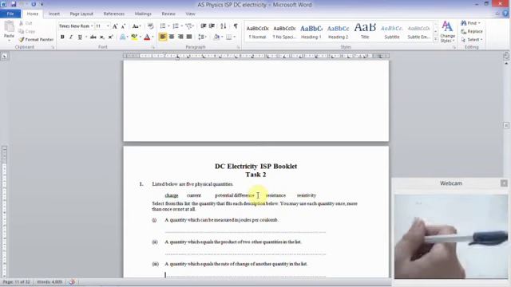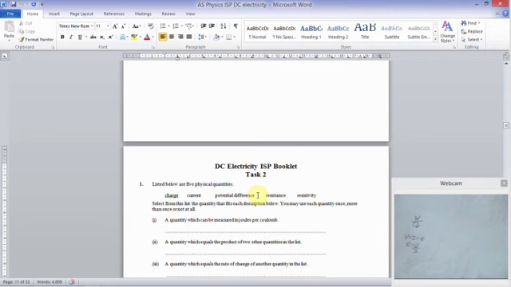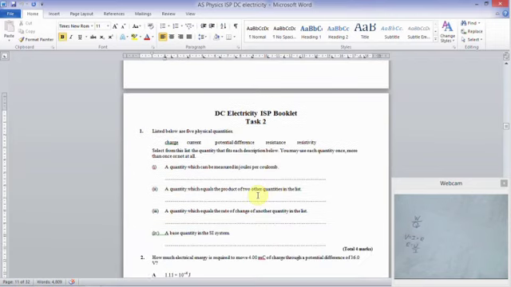So that just comes from the rearrangement of V equals, so R is equal to V over I. If we rearrange that, we know V equals IR, so therefore potential difference is the product of two others on the list, i.e. current and resistance.